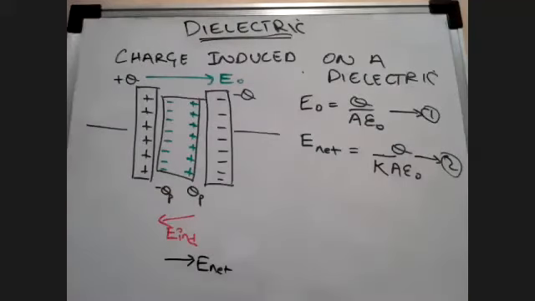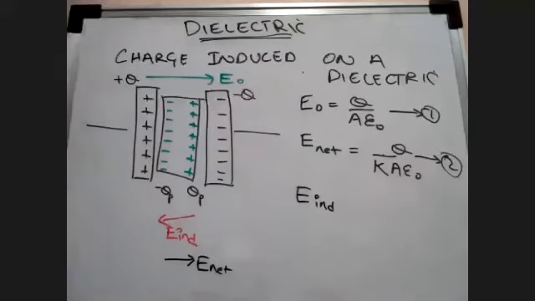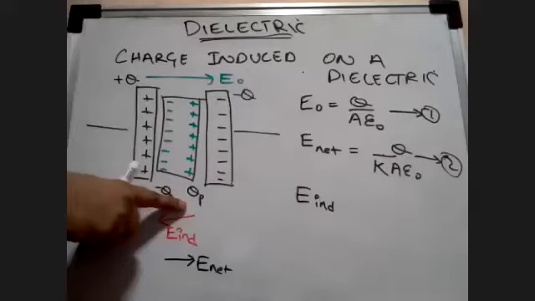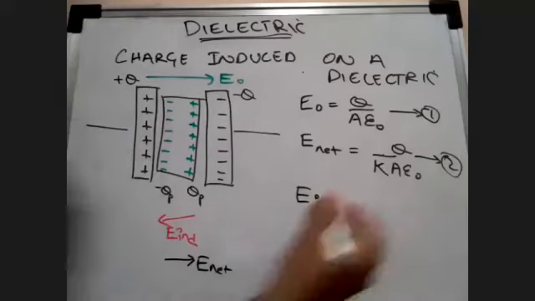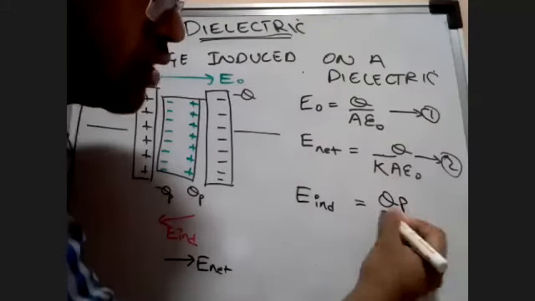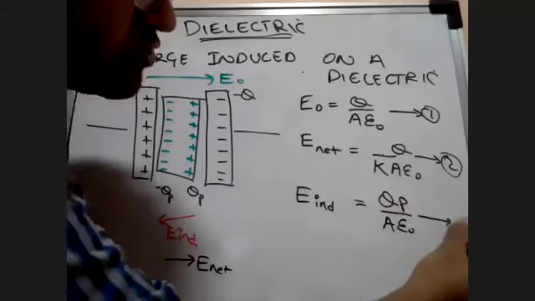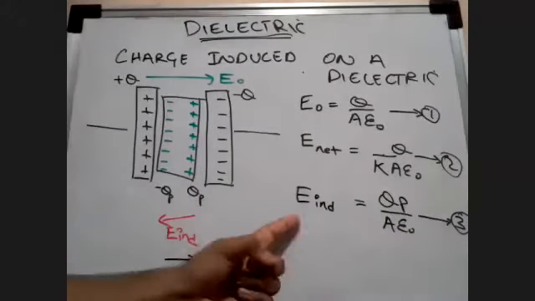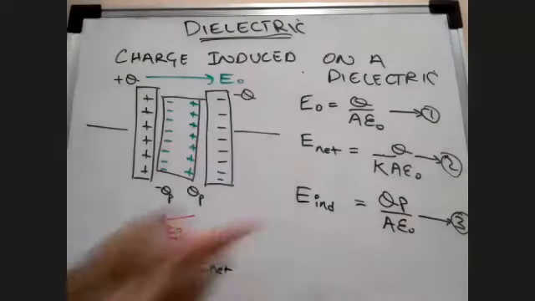My third expression will be about E induced right here. How much will be E induced? Look at the charge. What is the charge on the dielectric? Capital QP. So I will write that in that form only. So E induced will be QP upon A epsilon naught. Third expression. I got three expressions. One is external field, one is net field, and one is induced field. Of course, I'm only talking about the magnitude here.